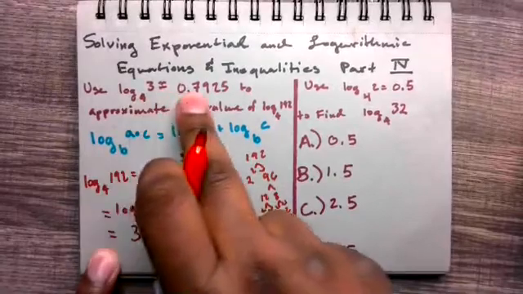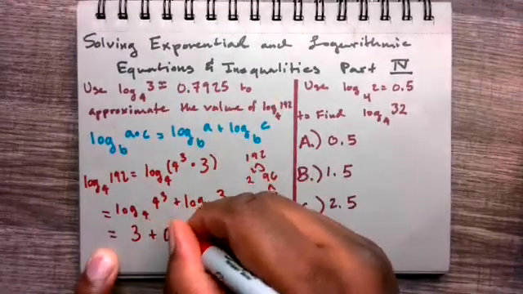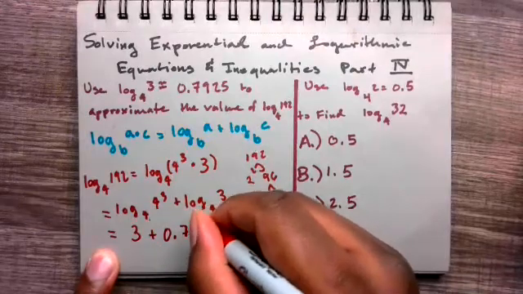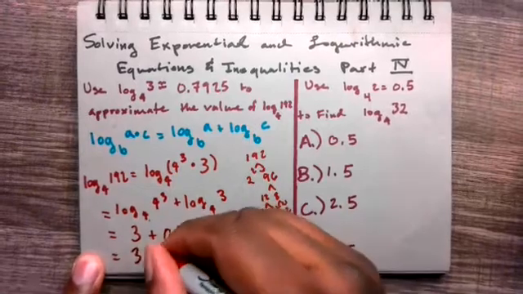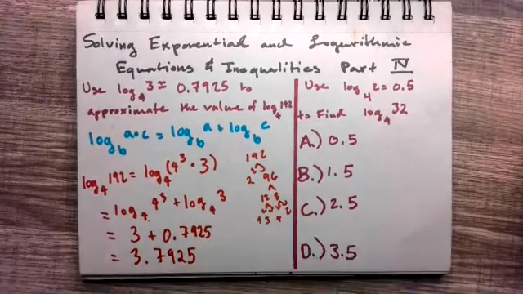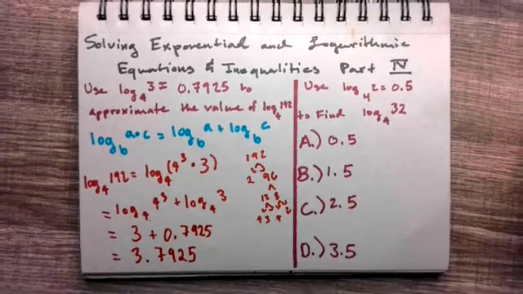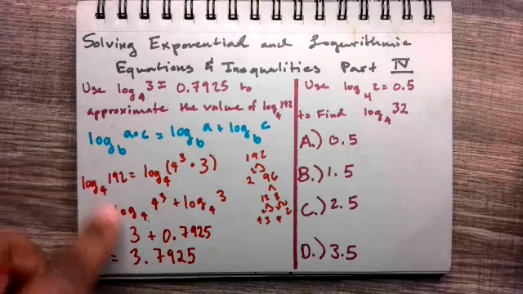Well, we're told to use this to approximate that. So plus 0.7925. So the answer is 3.792. Just like that. And that's it. That's all I have to do. All right. So we've got that.